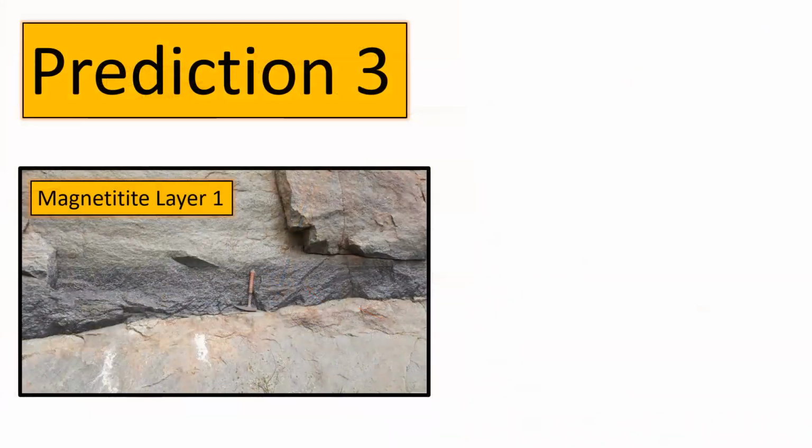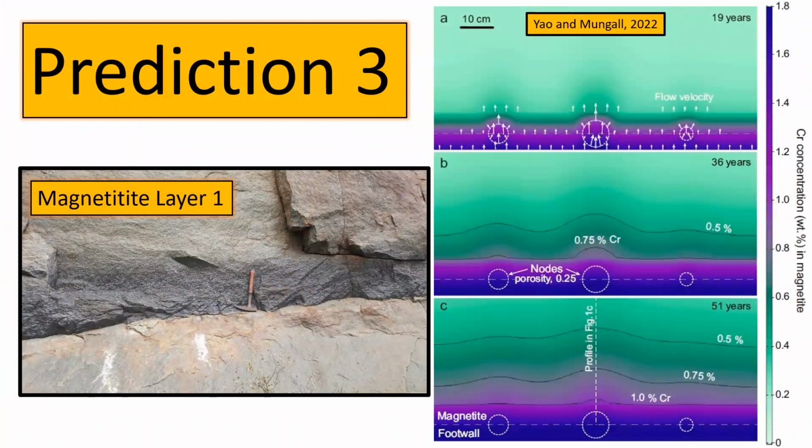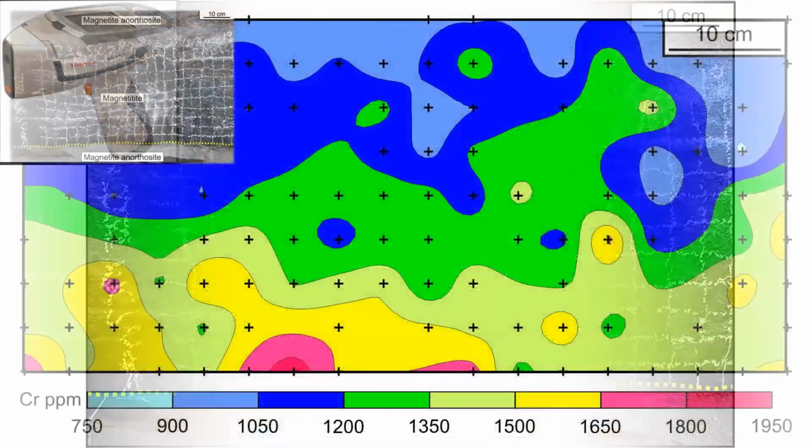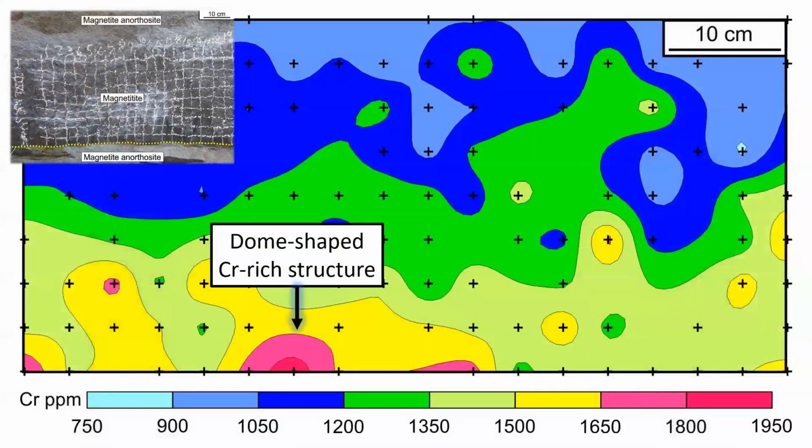And this leads me to my third prediction. If we do not have chromium-rich intercumulus melts, that takes long to say, underneath magnetitite layer 1, we should not expect to find any of these chromium-rich dome-shaped structures, if they do indeed arise by this reaction. So we applied the same method again, mapped out the geochemistry of magnetitite layer 1, and there it was, a dome-shaped chromium-rich structure. So to me, that would suggest that these structures actually do not form with reaction with chromium-rich melts.